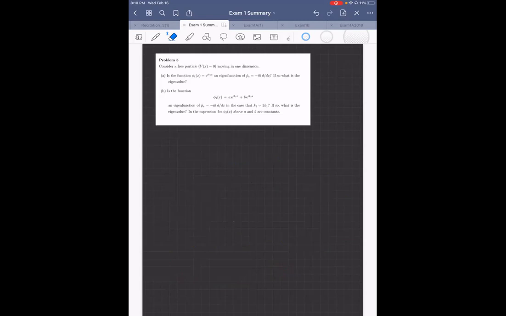What's the next one? So consider a particle in free motion, and is this function here an eigenfunction of the momentum operator? If so, what is its eigenvalue? So first off, you start with applying the operator.